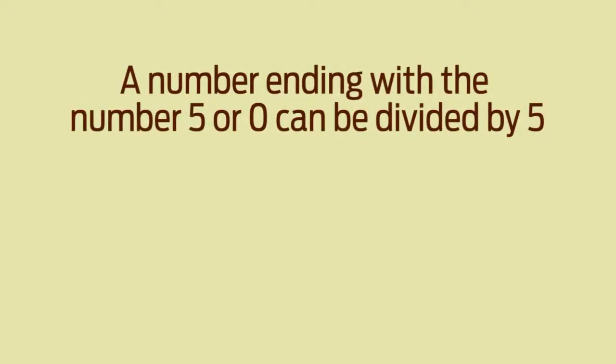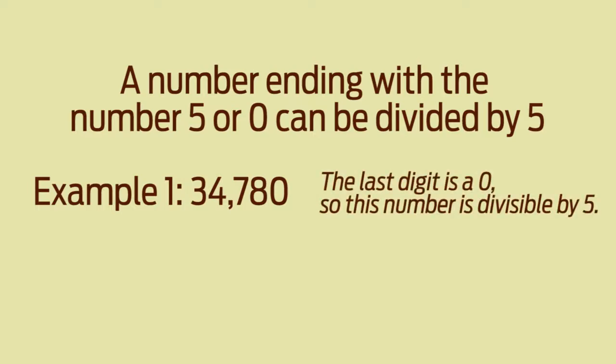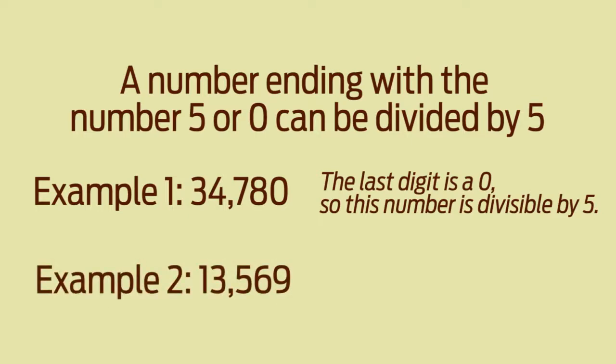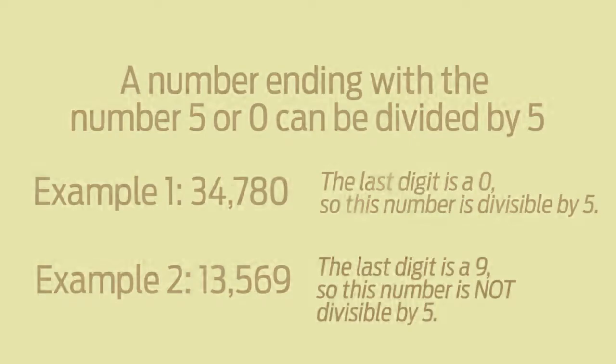Another is how a number ending with a 5 or 0 can be divided by 5. Example: 34,780. For this rule, we just look at the last digit. The last digit is a 0, so this number is divisible by 5. Another example: 13,569. Again, we will focus our attention on the last digit. The last digit is a 9, so this number is not divisible by 5.